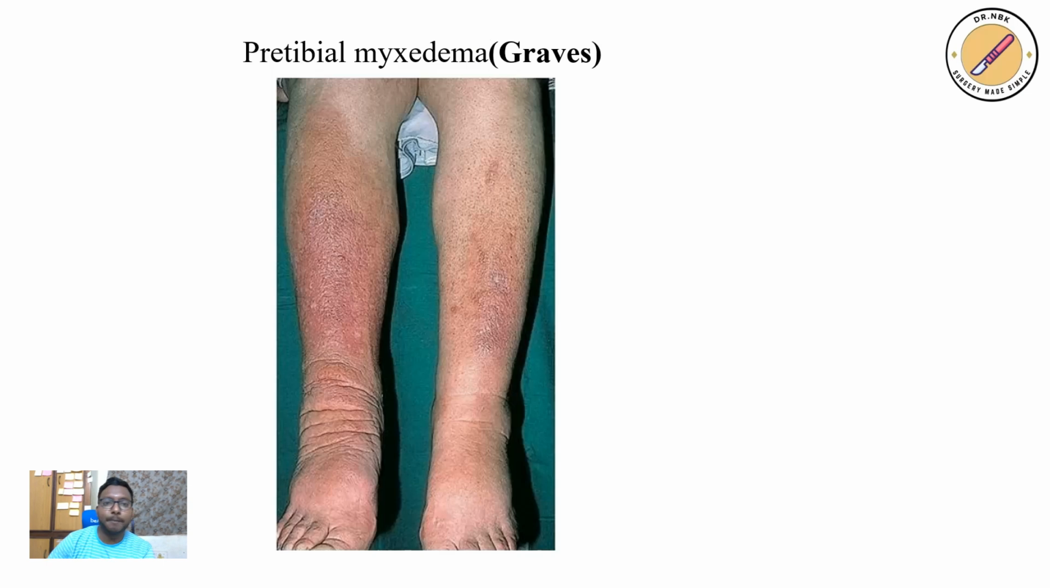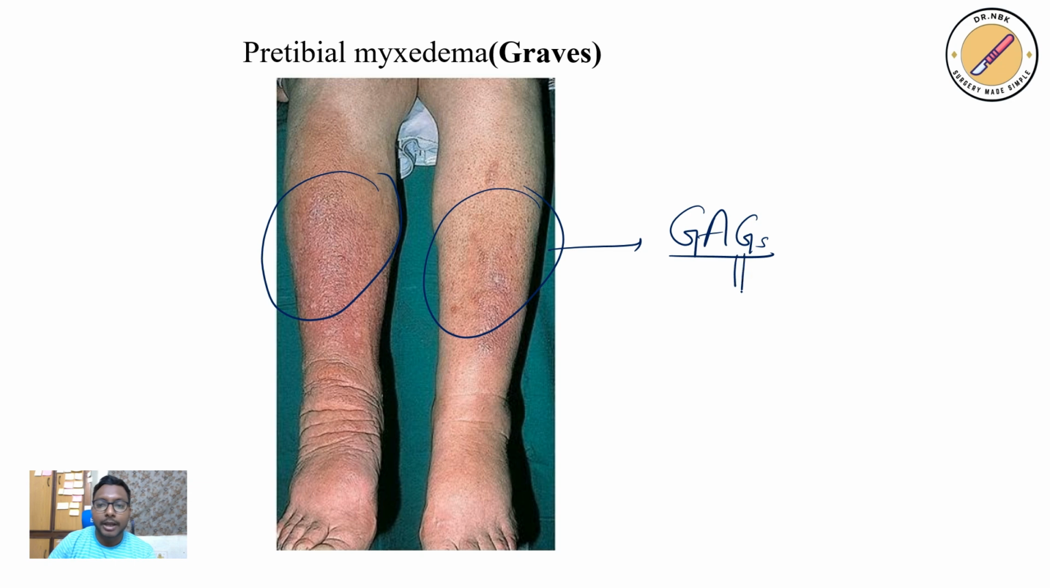So here is what is called pretibial myxedema, which is in Graves' disease. So you need to understand something. Again, I told you wherever there is edema presentation in case of Graves' disease, it is mainly because of the accumulation of something called glycosaminoglycans. So I told you this glycosaminoglycans has got a propensity of retention of water.